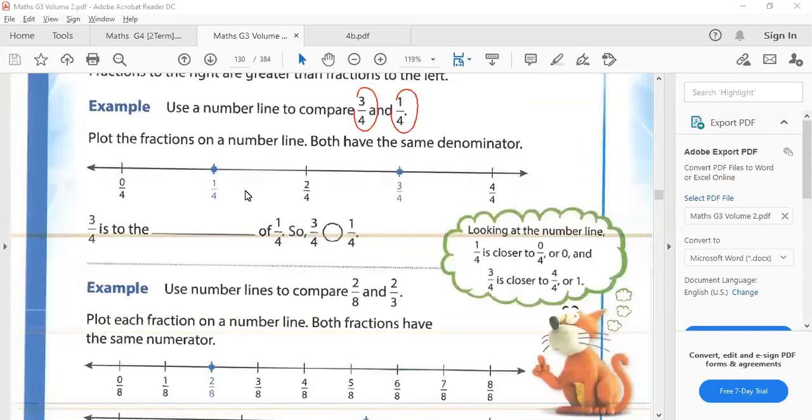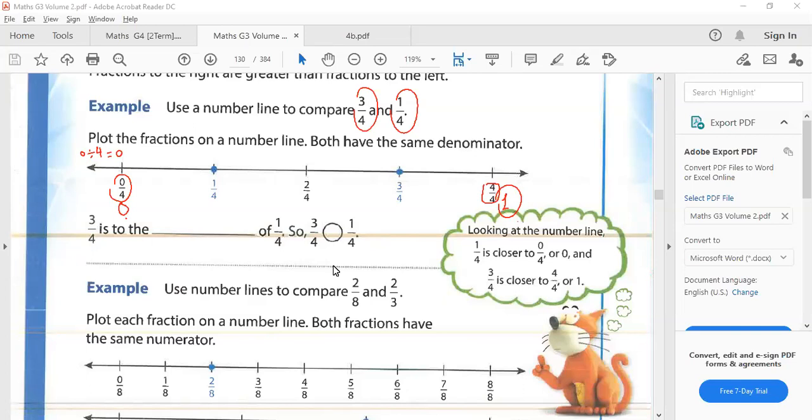And we're going to divide the distance between 0 and 1 into 4 equal pieces, 4 equal parts. Each step will be 1 over 4. So 1 over 4, 2 over 4, 3 over 4, like this. We need to circle the two fractions, 1 over 4 and 3 over 4. And tell me now which is greater. It is obvious and so clear that 3 over 4 is greater than 1 over 4.